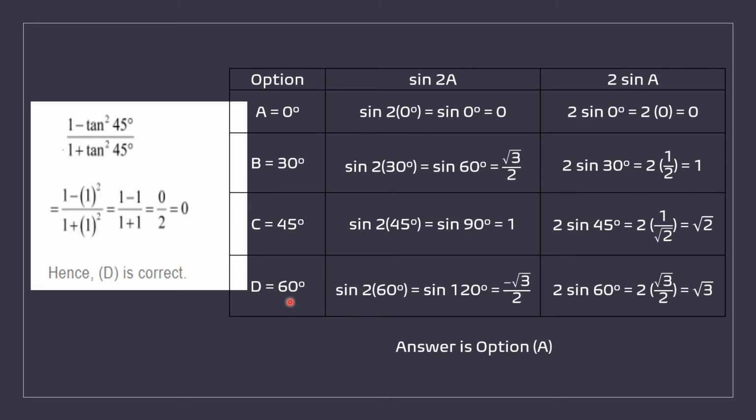Coming to option D, he has given 60 degrees. Therefore, sin 2 into 60, sin 120 degrees. This one you will learn in your higher classes, I am providing that, that's it. Minus root 3 by 2. And 2 sin 60 degrees is 2 into root 3 by 2, that is root 3. In this case also both are not equal. Therefore, among all the 4 options, only option A is correct because those 2 values are equal for A is equal to 0 degrees. I hope it is clear.